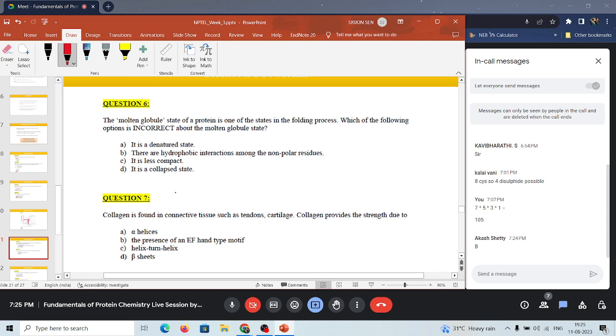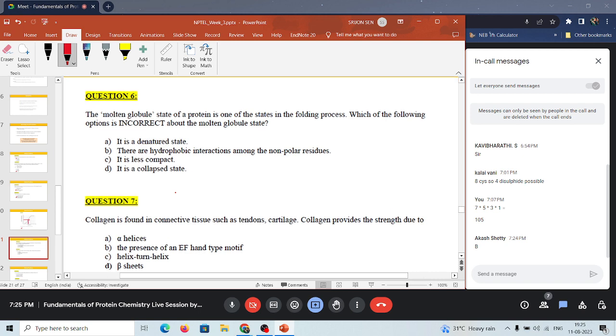The molten globule state of a protein is one of the states in the folding process. Which of the following options is incorrect about the molten globule state? It is a denatured state. There are hydrophobic interactions among the nonpolar residues. It is less compact. It is a collapsed state. What is a molten globule state?